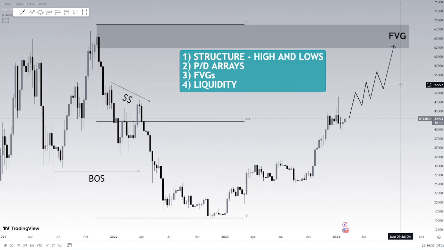This is like the bread and butter of your ICT concepts. This is essentially the four pillars of ICT wealth, as I call it. Structure, premium and discount arrays, fair value gaps, and liquidity. If you can get these four things down, you can then practice them, and they can be used in any market, whether it's gold, forex, crude oil, any other crypto you want to talk about. The list goes on and on, right? So if you can get these concepts grasped in your head, you're essentially good in any market, right? This is what you need to get your higher time frame bias, and I've done it here on Bitcoin.